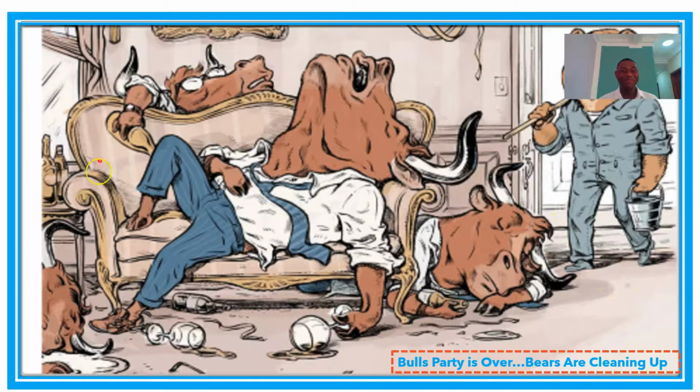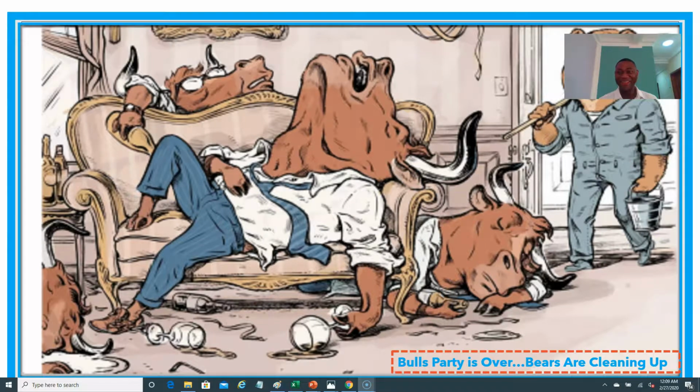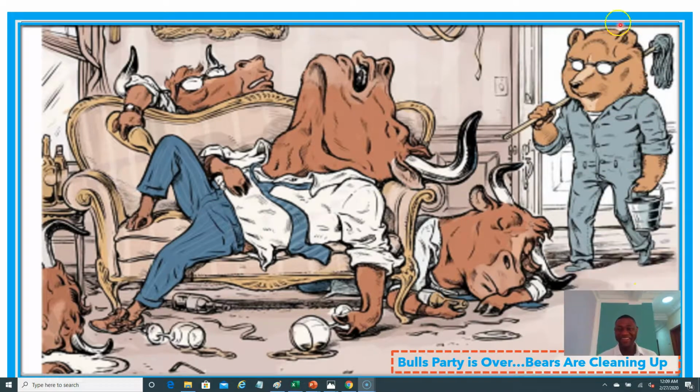What I like, for instance, is this image that one of the StockTwits members posted on there. I just took the image. So the bulls' party is over and the bears are cleaning up. You see the bear here coming up to clean up, while all the bulls in the market are feeling a little bit of pain. So yeah, go to StockTwits, but the headline or the description on there is of no value to your trading.